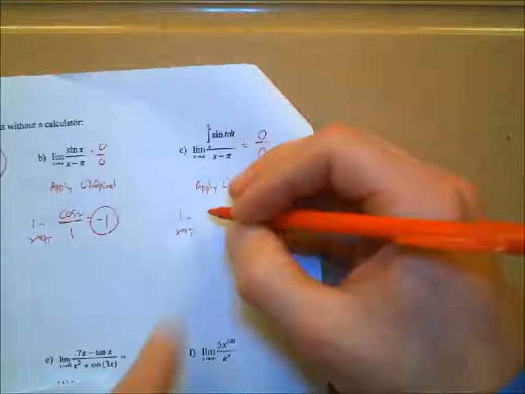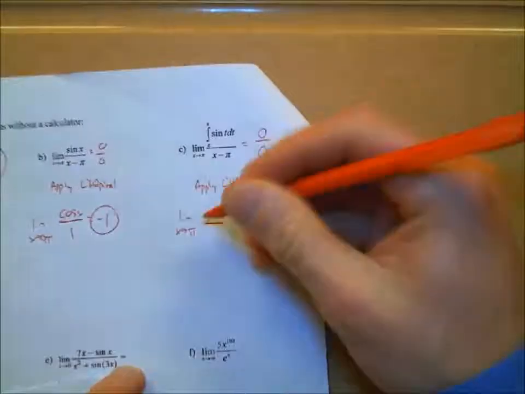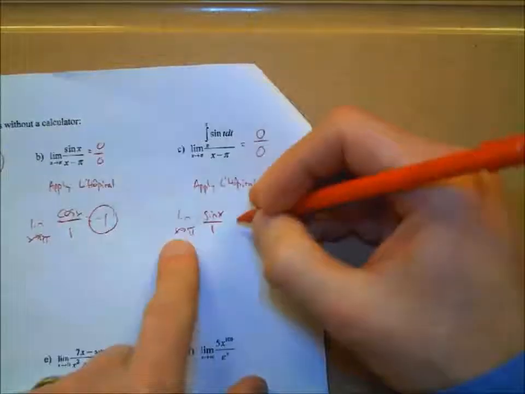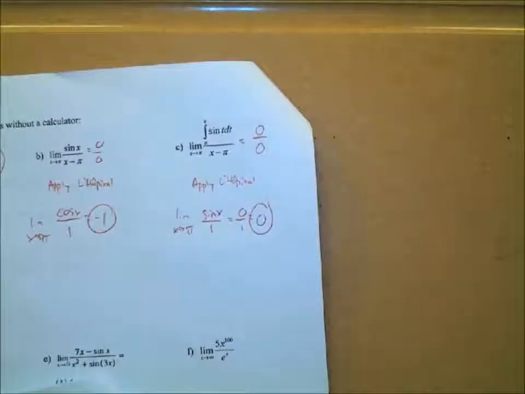Question, Sean? I have a question from Bob. Okay, sorry. How do you get negative 1 from that? The cosine of pi is negative 1. Cosine of pi is negative 1. So then again, we apply L'Hopital here.